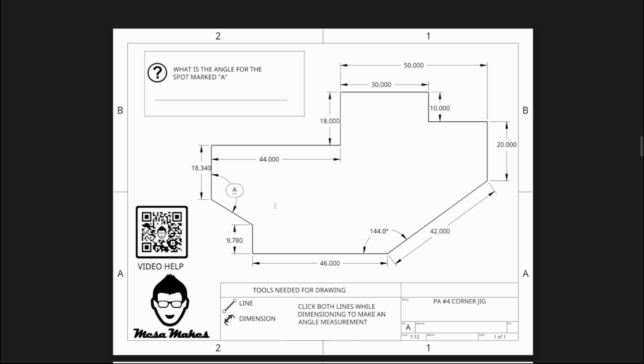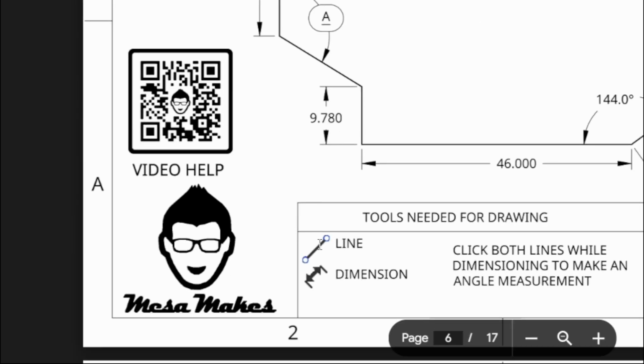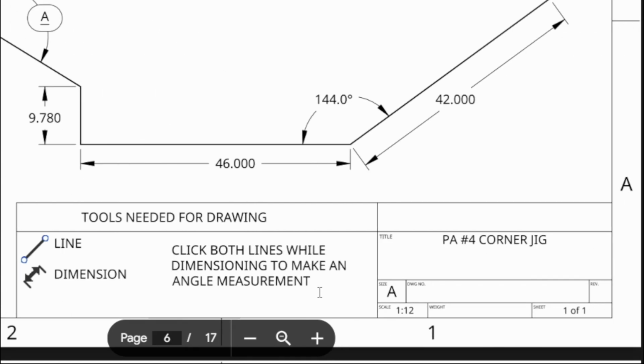First things first, let's look at these tools. We know we're going to need lines and the dimension tool. So a little quick tip that I put here on this one is click both lines while dimensioning to make an angle measurement. In my dimensioning video, I show how to do that. So if you want more in-depth steps, you can go there and check that out. But just know that when you're doing it, you're going to have to click 2 lines.